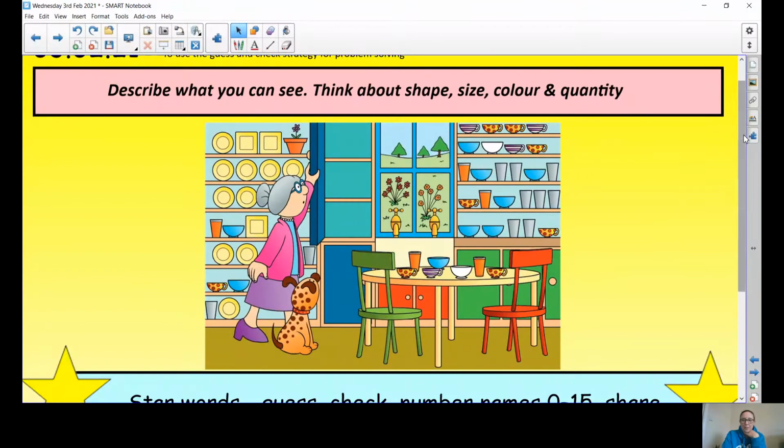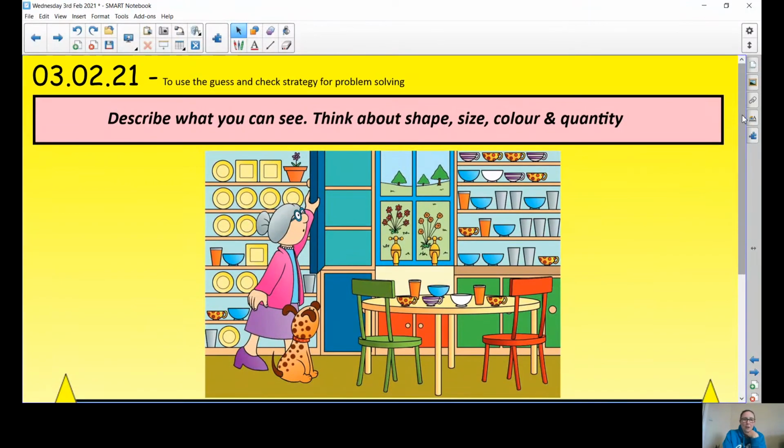Now I'm going to share my screen again with you today because there's lots on there that I'd like you to see and I don't have all these things at home, so I think this would be the best way to do it. So today we're going to be using the guess and check strategy for problem solving.